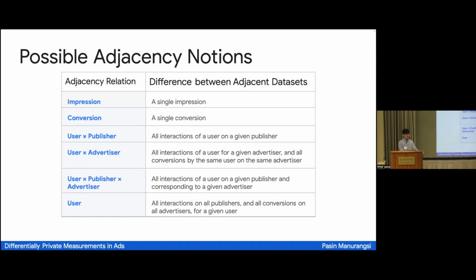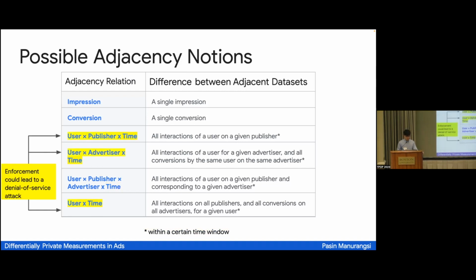This impression and conversion level DP are just two possible adjacency notions. As you can imagine, what you might want at the very end would be a user level DP notion, but there are a bunch of things in between, such as a user publisher level notion, where you can change all the data for any arbitrary user publisher pair. There is a user advertiser notion similarly, and a user publisher advertiser notion, and so on and so forth. Each of these has its own subtleties, which I will not go into detail here.